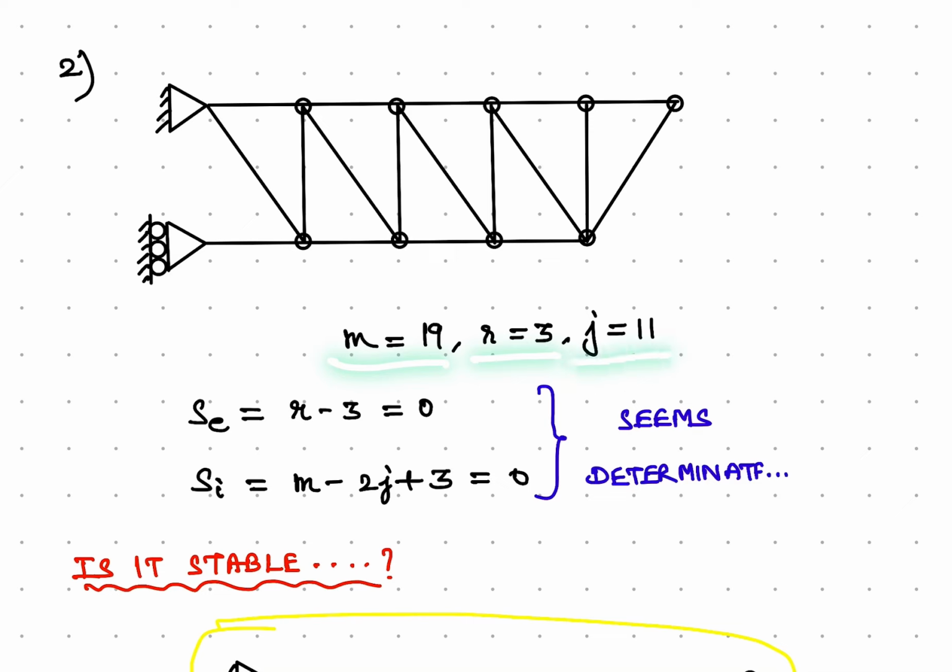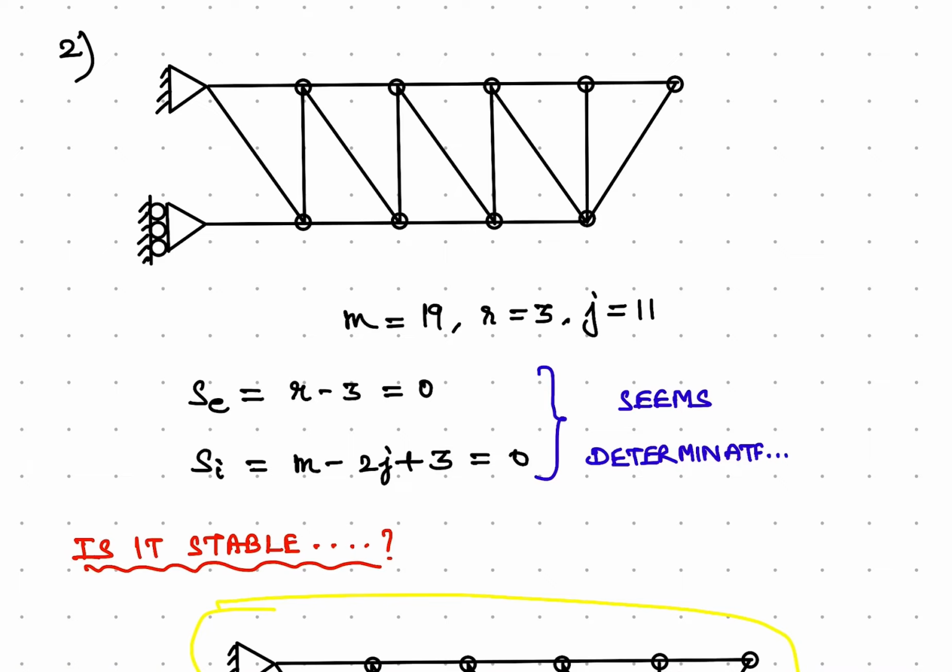joints equal to 11. As this is a simply supported system, we can directly say that the external indeterminacy doesn't exist in this case. And then if we use the formula SI equal to m minus 2j plus 3, we see that the internal indeterminacy is 0. So it seems that this is determinate, but we also need to check the stability.